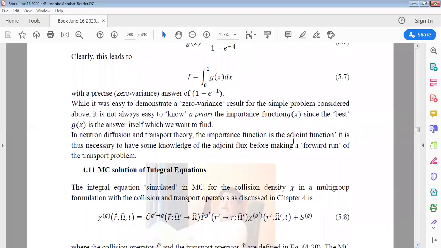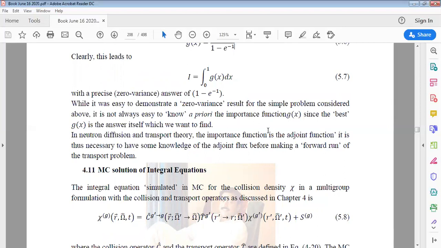So the importance function is very useful in reducing the variance. And in the best of all circumstances, you can obtain a 0 variance solution. So that's a very good research topic, and in fact, it really has been. People like Tom Booth, and I've seen very good papers by many authors on variance reduction. So variance reduction in Monte Carlo simulation in nuclear engineering has been and still is a great research topic.